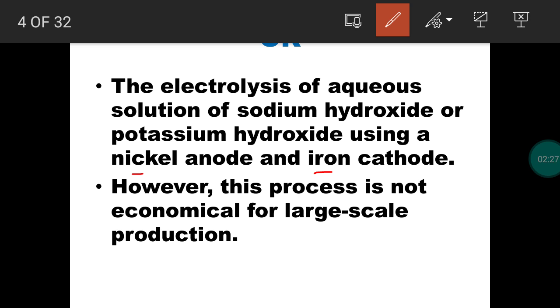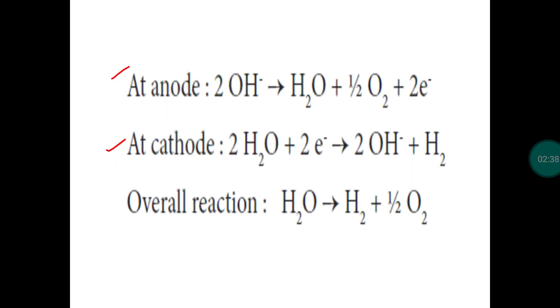A small amount of an acid or alkali will be present, or else we can take aqueous solution of sodium hydroxide or potassium hydroxide. So for constructing an electrolytic cell, we need three components: cathode, anode and electrolytic solution. Cathode will be iron, anode will be nickel, and electrolytic solution will be water with a small amount of acid or base. And one more, instead of water, you can take aqueous solution of sodium hydroxide or potassium hydroxide.